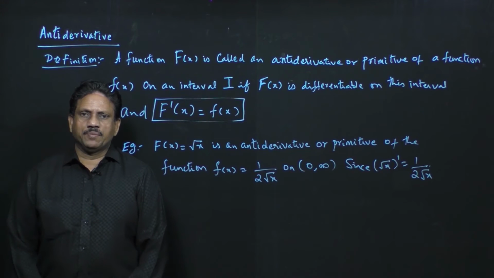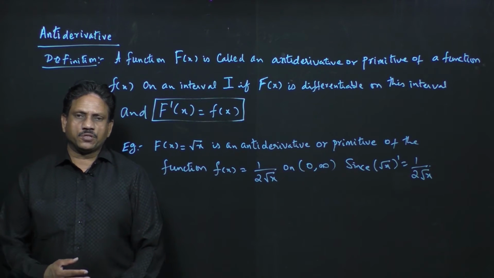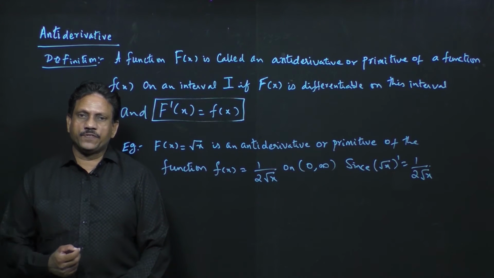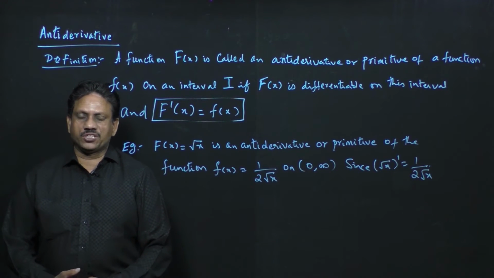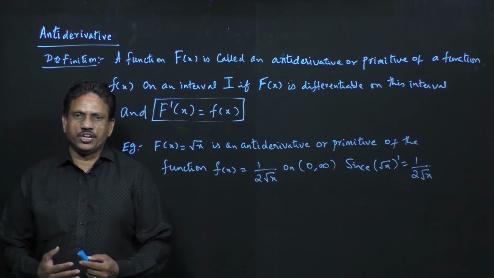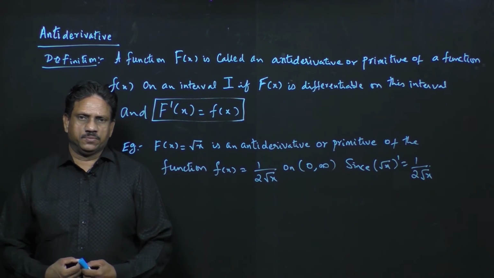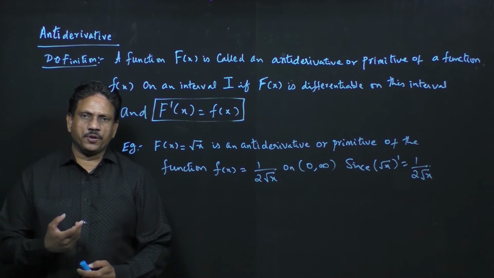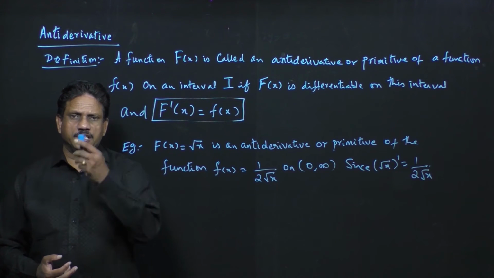Now we are going to discuss the antiderivative. Before introducing the inverse process of differentiation, we are going to define the word antiderivative of a function. The antiderivative of a function is defined on an interval I. For our purpose, we take the interval I as an open interval a comma b. Let us see the definition.